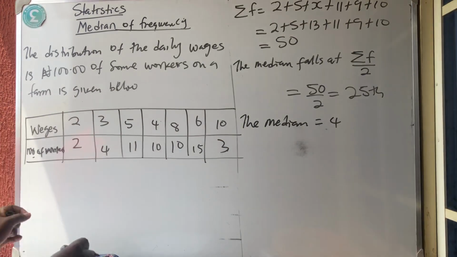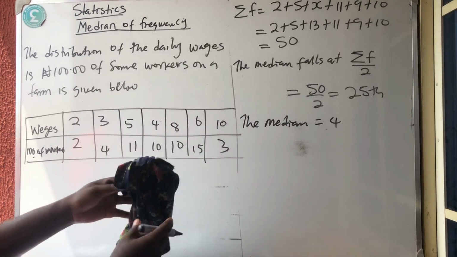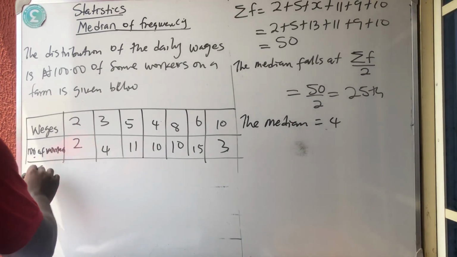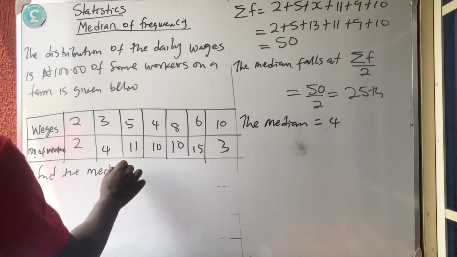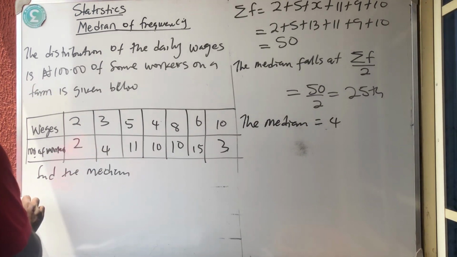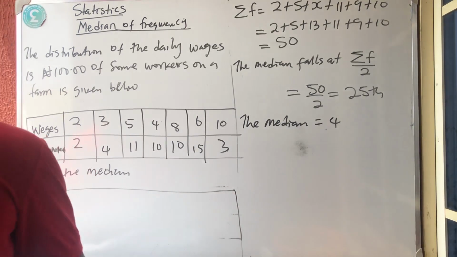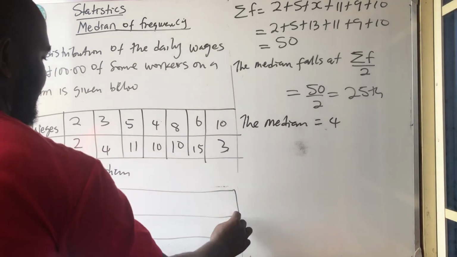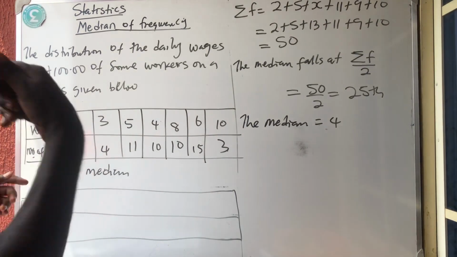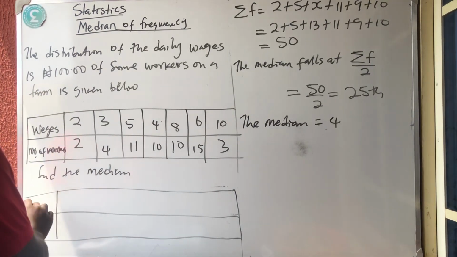Now if you look at this thing, the wages are not arranged in array. So the first, they say find the median. So the first thing you do is to arrange it in array, because you cannot get a median without arranging it in array. So let's arrange our wages in array.